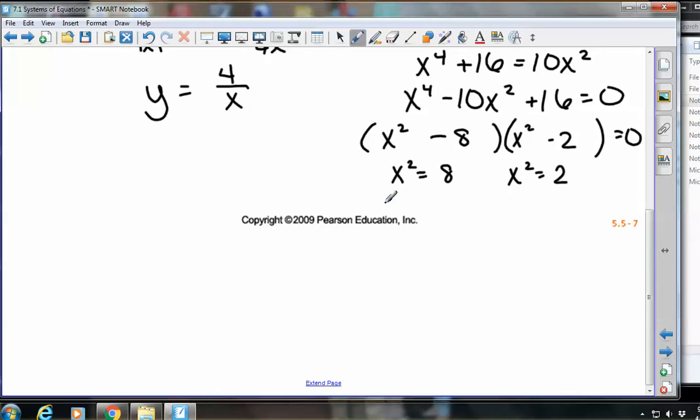You can square root. With a square root, you add plus or minus. Square root of 8 can be broken into a 4 and 2, so you get 2 radical 2. And plus or minus radical 2. So how many different answers for x did we get this time? 4 answers for x. So I need the y value that corresponds to each of these.